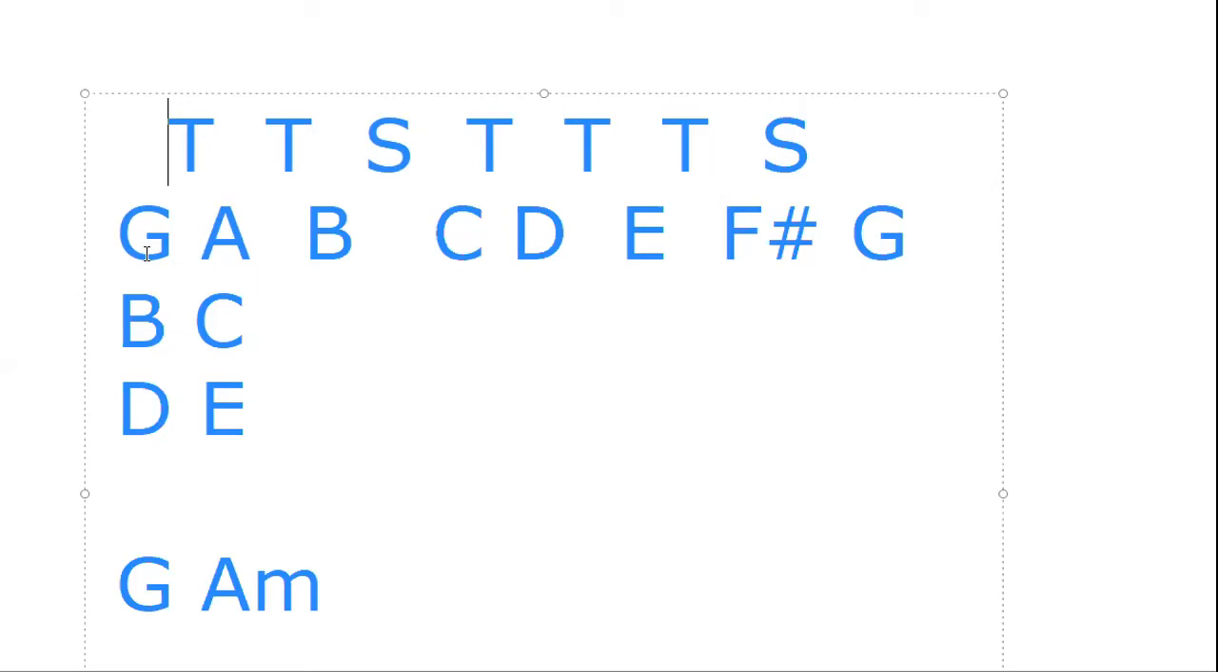Now, because it's the first interval in the chord, G to B, that means that the chord is a major chord. Right. And that's just something we accept. Go to the next one, A.